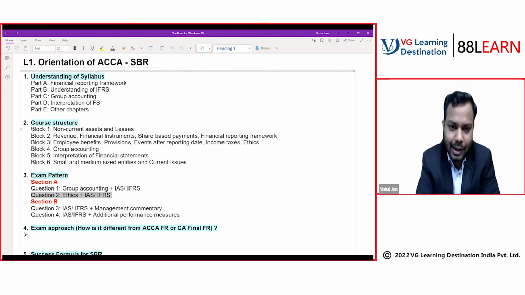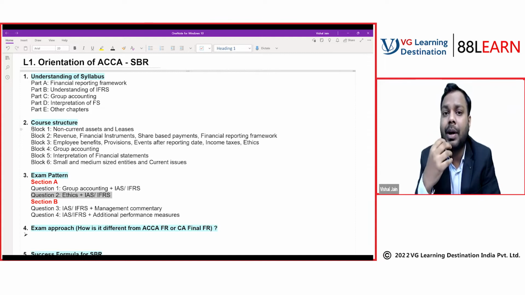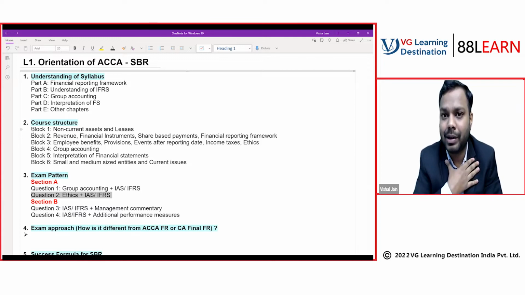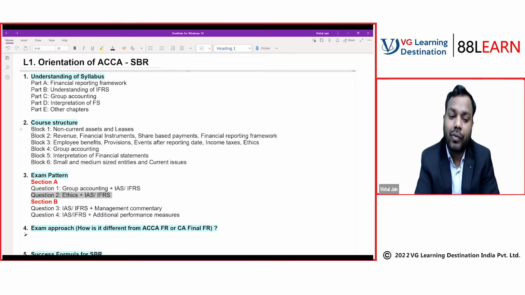let's suppose the standard says you have to recognize revenue only when you have fulfilled your performance obligations, right? It is then only you can recognize the revenue. What management did, because the management's incentive was based upon the revenue, management wanted to inflate the revenue. Now, what will management try to do? Management will try to record the revenue even before the performance obligations are satisfied. Is that ethically correct? No, that's a self-interest threat. Right? So that is the way we have to understand the chapter of ethics and IAS or IFRS.